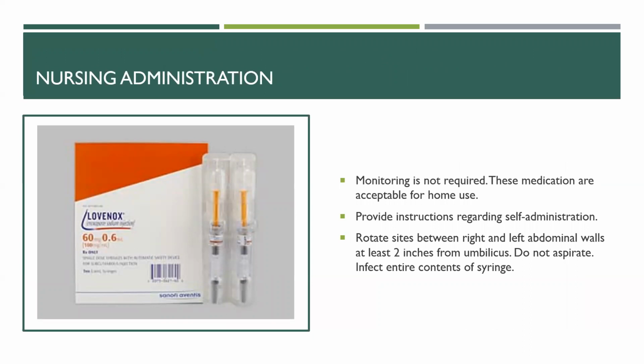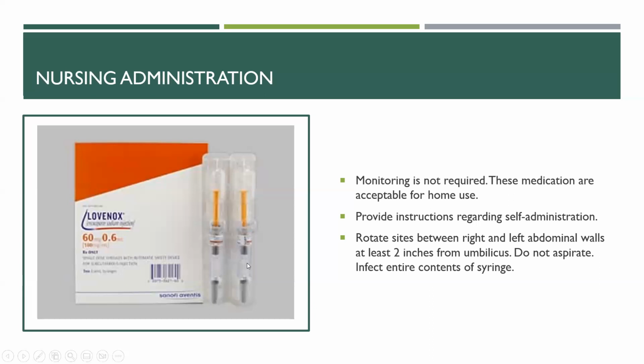The nice thing about enoxaparin is you don't have to monitor it the same way that you monitor heparin. With heparin, we're looking at the APTT. Enoxaparin, or you've probably heard it called Lovenox, monitoring is not required. They're acceptable for home use, and it's not like that continuous checking. If they go home on enoxaparin, you just want to make sure they have instructions for self-administration, such as: rotate sites between the right and left abdominal wall, at least 2 inches from the umbilicus, do not aspirate, and inject the entire contents of the syringe.